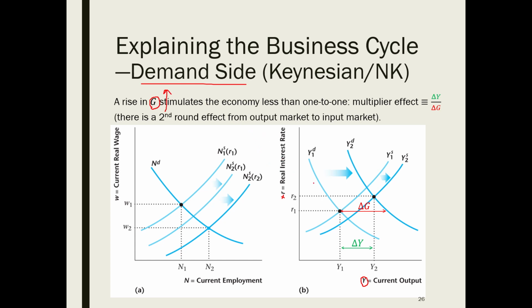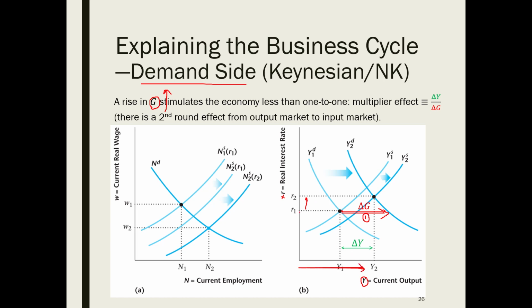G is part of the AD curve, so the direct effect occurs on the demand side of the output market, not in the labor input market like the previous analysis. A rise in G pushes both interest rate and output up. This is the first round effect.